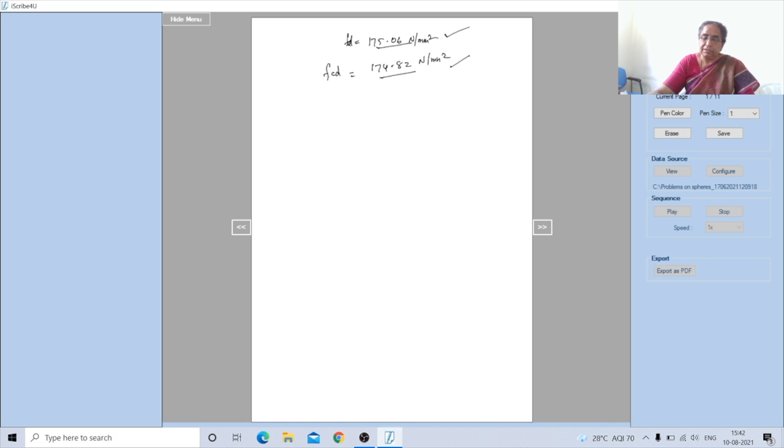Using curves, this is the value. Using formula, this is the value. You will get almost approximately the same value of FCD, isn't it? 175.06, 174.82. So which one do you give? Instead of remembering so many formulas, just refer to the table and get FCD. You need not remember all the phi formula, lambda formula, all those things can be avoided. So you can prefer the first method of calculating the safe load.